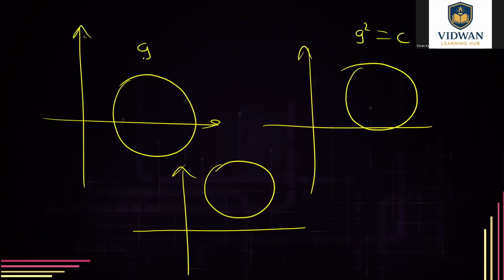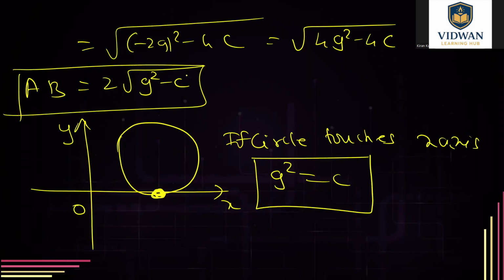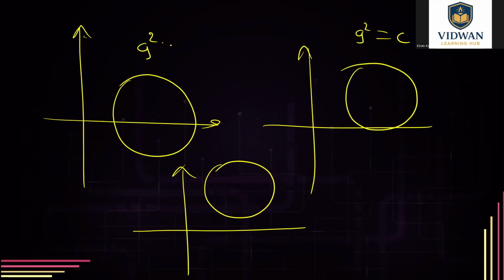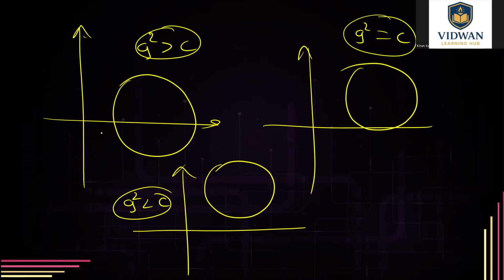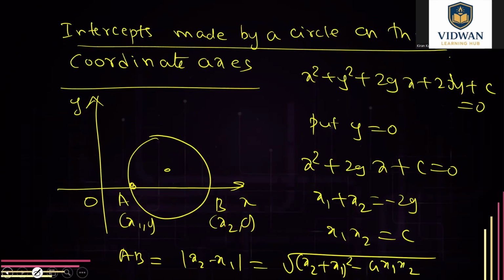For cutting, when you wrote the intercept length, the quantity inside the root cannot be negative. g square minus c is positive. So g square is greater than c. And if it is not cutting at all, the roots are imaginary. So g square is less than c. So these are the 3 criteria you can remember. This is for the x-axis.